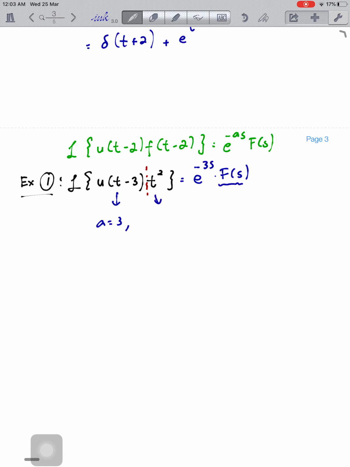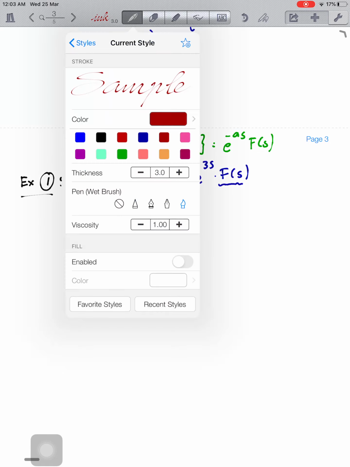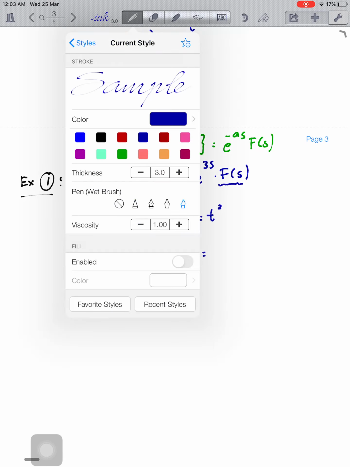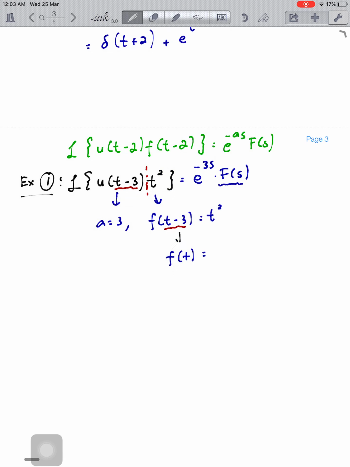Anything else aside from the unit step function will be a function of f(t − 3). Remember, these two have to match. If this is t − 3, this is going to be t − 3 as well. For this case, it's going to equal t squared, and I'll be converting this to a function f(t). Remember what I mentioned just now? Here I have t − 3, and I'm going to convert that to t.